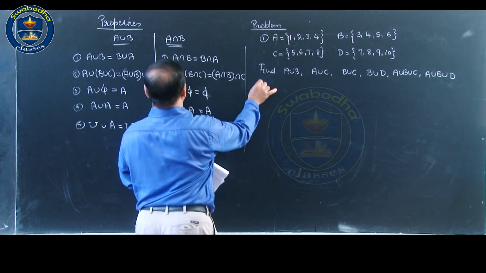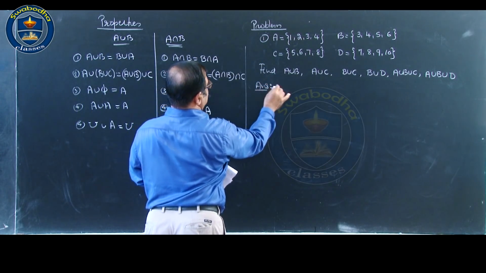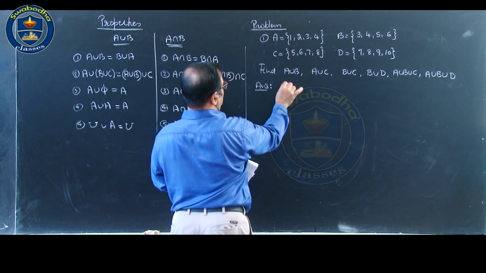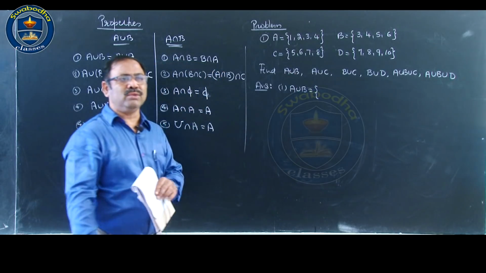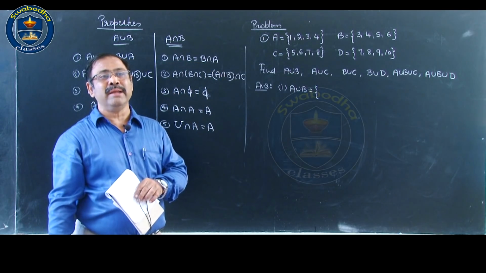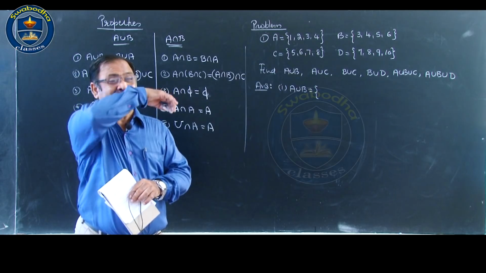See, answer. First, we write A union B. What is A union B? It is the set of all elements of A and B to be added.